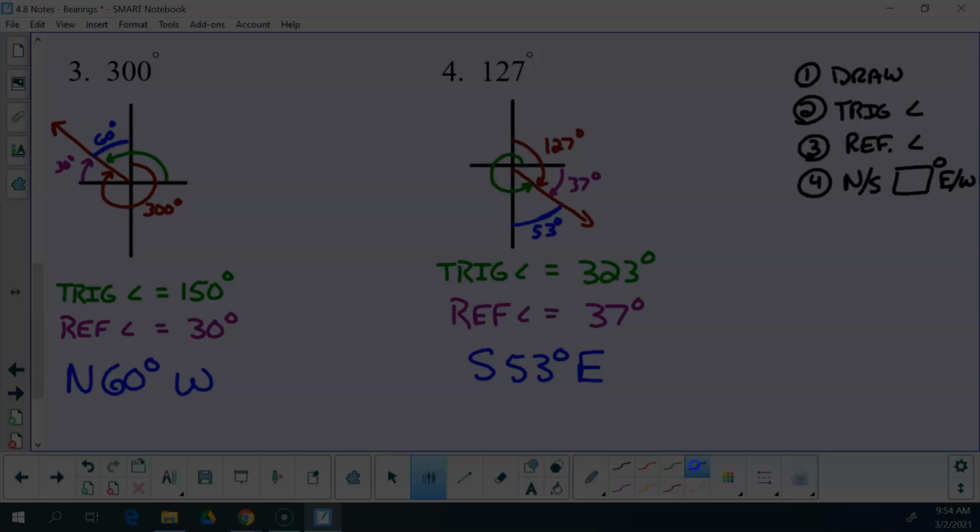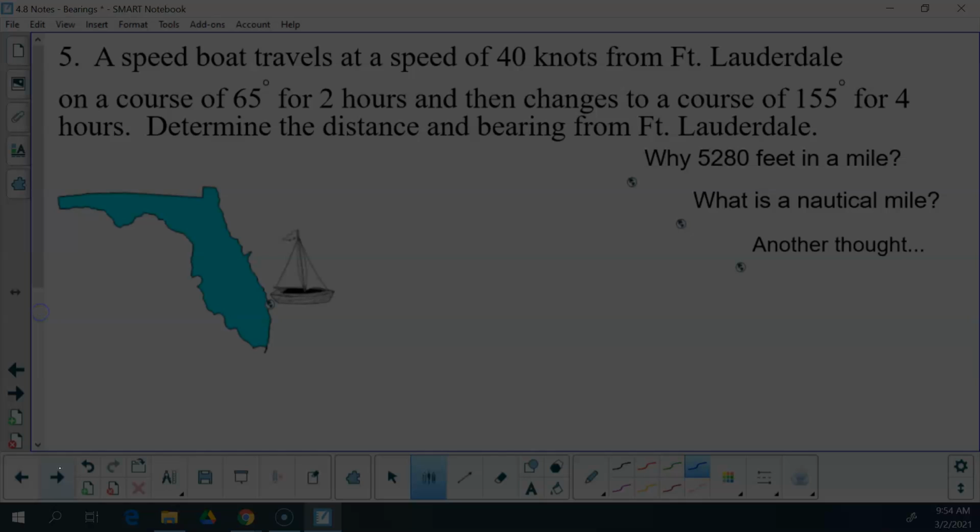Questions, comments, concerns, clarifications, either from here or out in the interwebs. Good? Love it. Let's put it to work now. We are going to be doing a lot of word problems the rest of the week, okay? Because we're going to be putting these into application type things.